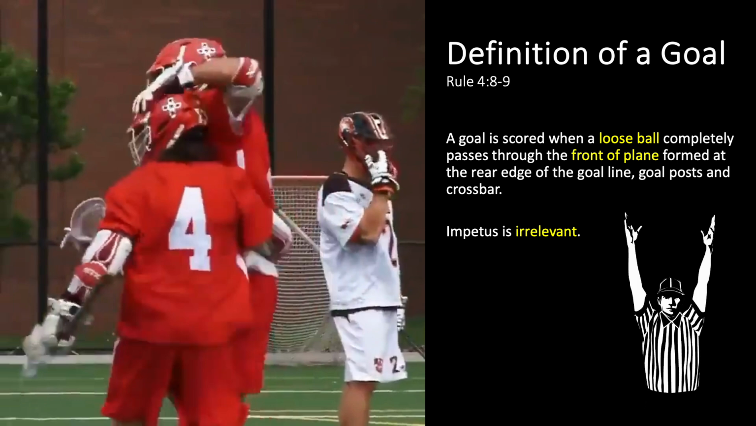A goal is scored when a loose ball completely passes through the front of the plane formed at the rear edge of the goal line, goalposts, and crossbar. So again, it's the rear edge of the goal line, the crossbar, and the goalposts. Impetus is irrelevant. You can kick it in, it can deflect off somebody. A pass that goes in is now a shot. All right.